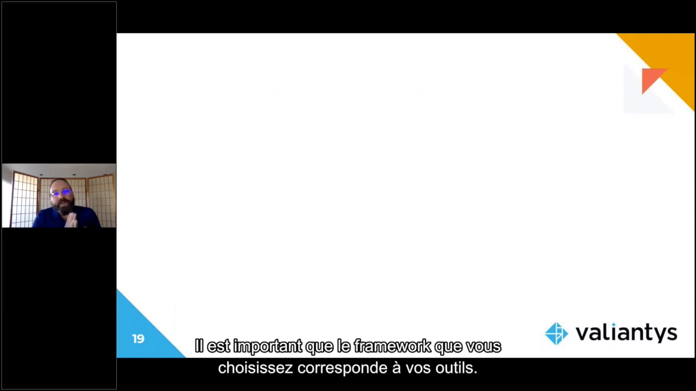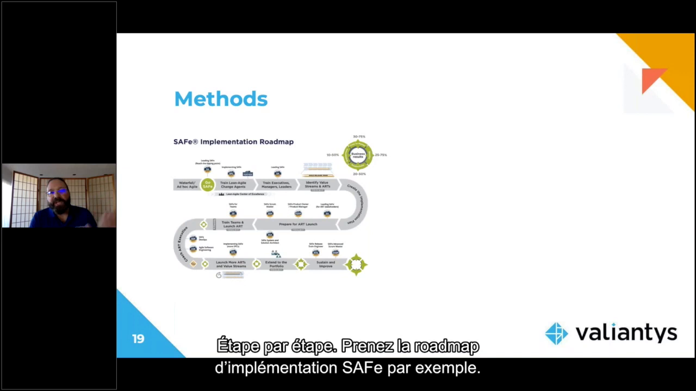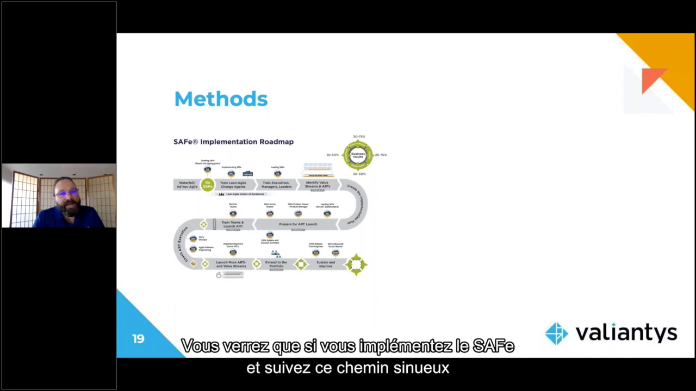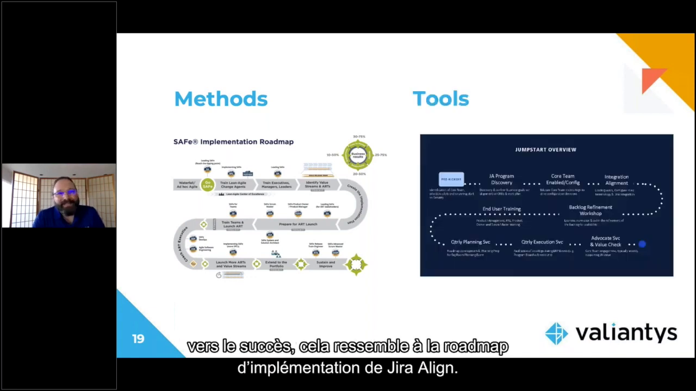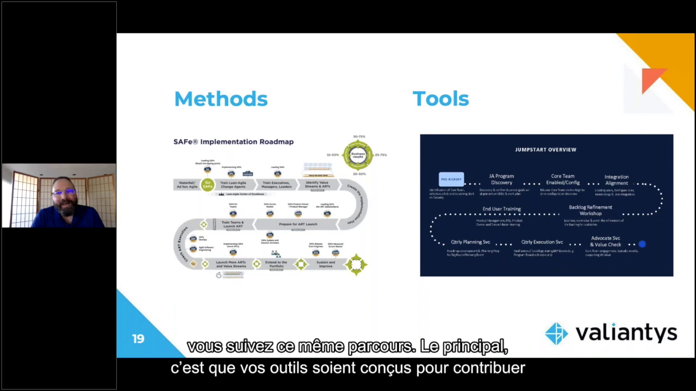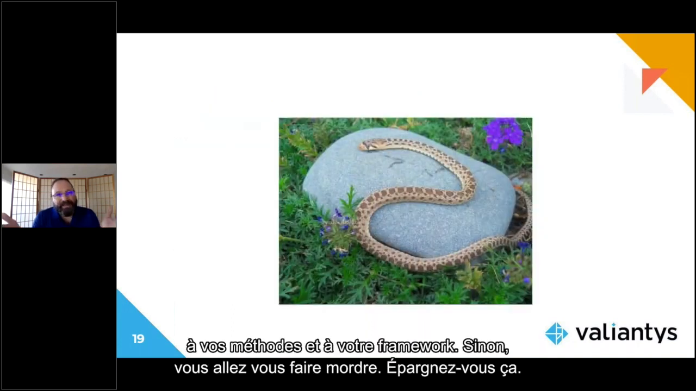So the important thing when you pick your framework is that it matches your tools, step by step. So take the SAFe implementation roadmap, for example. You'll see that if you implement SAFe, you'll follow that winding path to success. It kind of looks like the roadmap to implement Jira Align, actually, when you get one of your programs launched, and we'll talk about that in a bit. You follow that same path. The important thing is that your tools are built to support your methods and your framework, because if not, you're going to get bit. Don't let that happen to you.